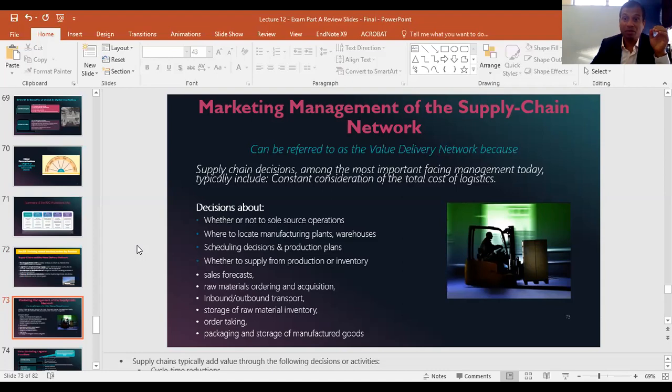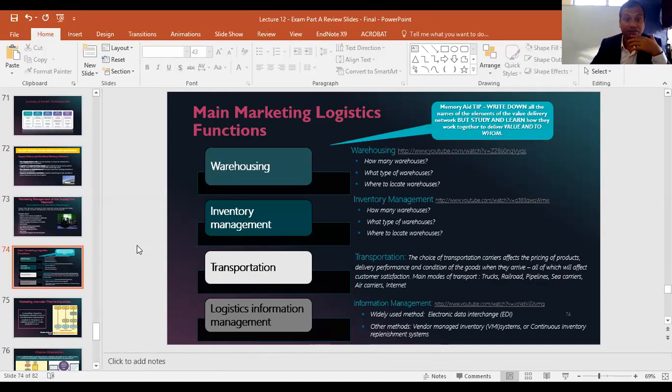These are the main logistics functions. Logistics is a part of supply chain, so these are part of supply chain management: warehousing, inventory management, transportation, logistics information system.